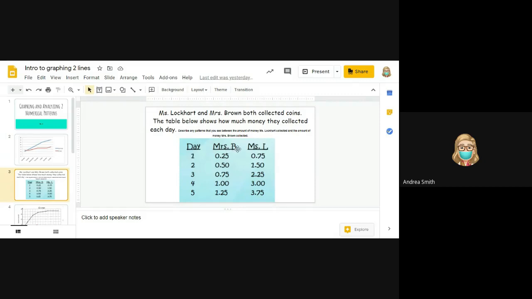On day one, Mrs. Brown collected 25 cents. Okay. And Miss Lockhart collected 75 cents. On day two, Mrs. Brown collected 50 cents and Miss Lockhart collected $1.50. On day three, Mrs. Brown collected 75 cents. Miss Lockhart collected $2.25. Boys and girls, this is just an example of what I'm saying. Keep a chart to represent your data. I could use this data to put into a line graph and make a chart of it as long as I have the data somehow collected.